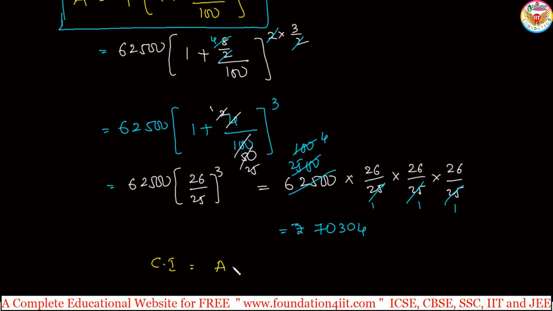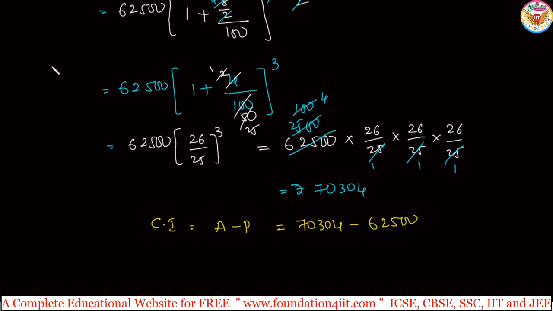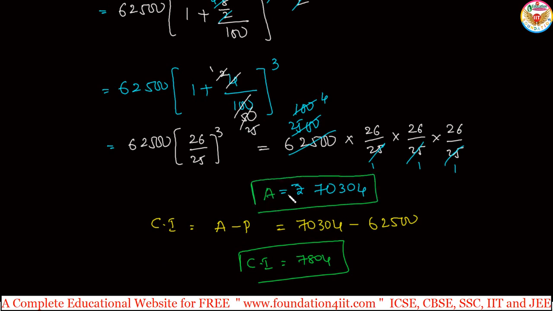Then we can find the compound interest. Compound interest is equals to A minus P. The amount is 70,304 and the principal is 62,500. You can simplify and calculate that. So the compound interest is the difference of that, 7,804. So that is the amount and the compound interest.